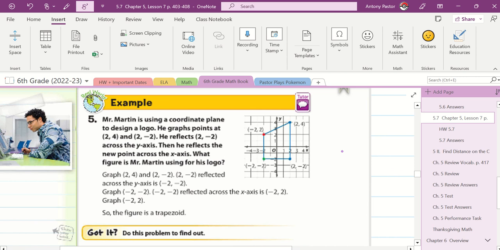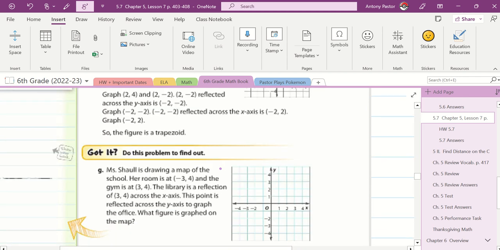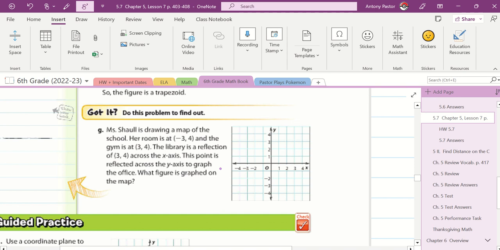All right, and then, yeah, we talked about this. We're good. Do this problem to find out. Ms. Shaw is drawing a map for the school. Her room is at -3, +4, so right there. And the gym is located at +3, 4. So basically her reflection point. The library is a reflection of 3, 4, so this one here, across the y-axis.